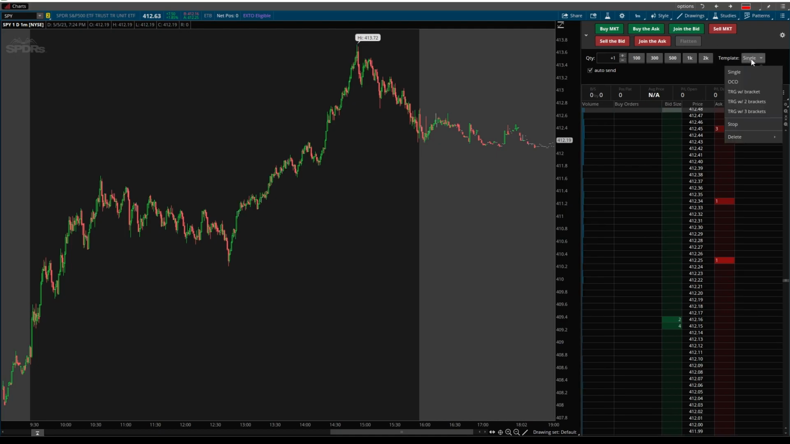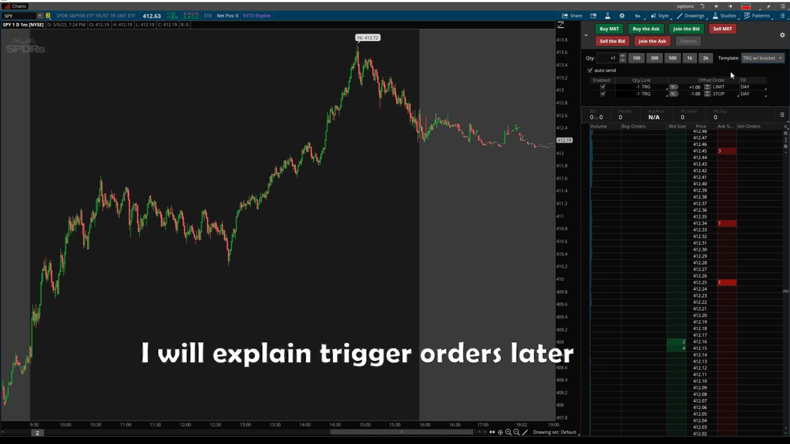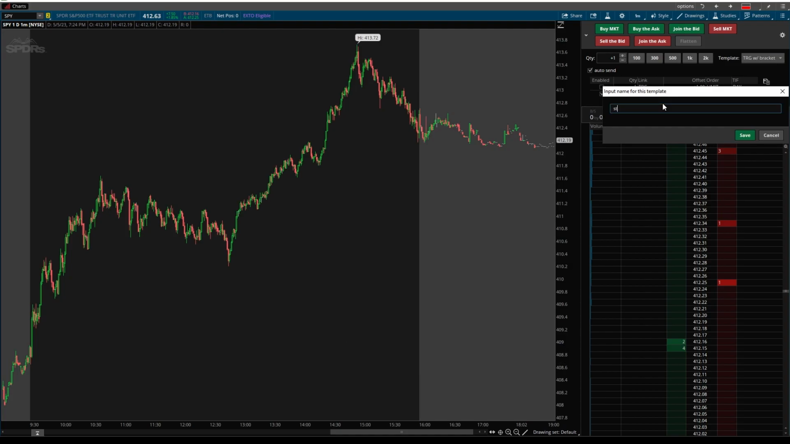I have it already set up as just a stop. But if you do a trigger with bracket, TRG with bracket, as you guys can see, if I remove this and I click this, this is where I could put a stop, and that's how I have it set up so that I always have a stop. That's what I normally always do.